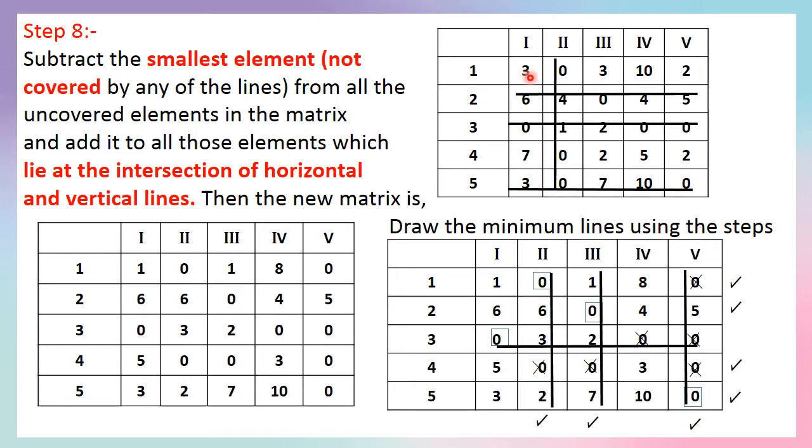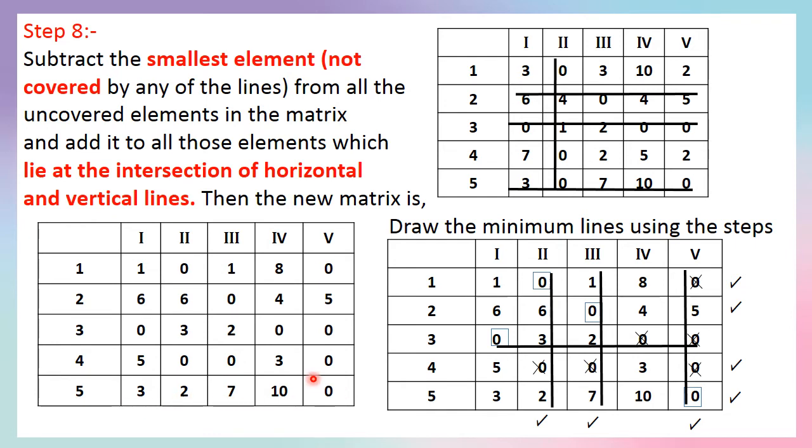At the same time, we have to add this 2 to the elements which are at the intersection of the lines, that is 4 and 1 and this 0, which are at the intersection of the lines. So we have to add to these 3 elements also. So the new matrix obtained will be 1 0 1 8 0 6 6 6 0 4 5 0 3 2 0 0 5 0 0 3 0 3 2 7 10 0.